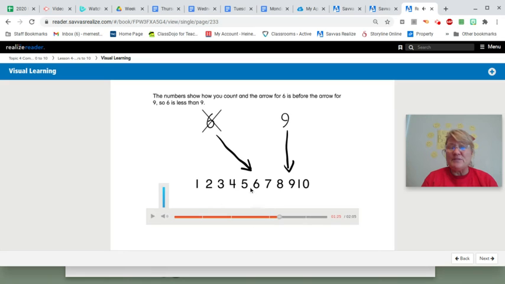I'm going to stop it right there for a second because you could also say 6 and we could see how many more 9 is. We could say 6, then 7, 8, 9. Ooh, I would need 3 more to get to 9, wouldn't I? Good job, kindergartners. 6 is less than 9.